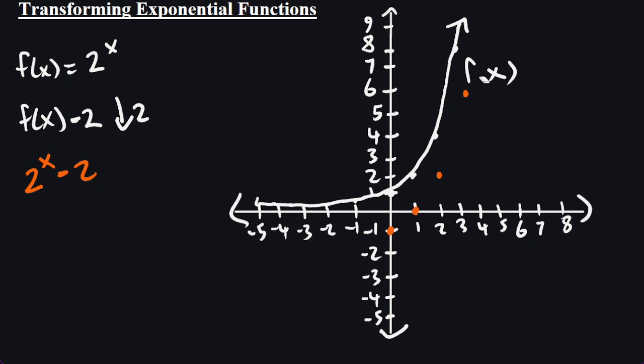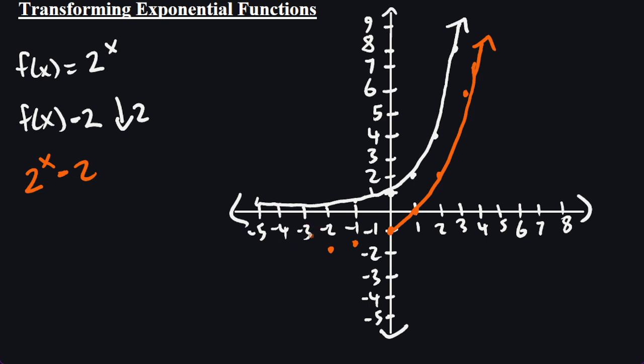So let me just erase this f of x. And in this direction, it will go up, our exponential function. And then in the other direction, we have negative 1, a half, so negative 1, negative 1 and a half right here. Negative 1, negative 1.75 around there. So let's just go ahead and draw the tail end of this.